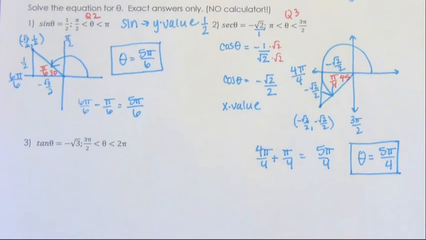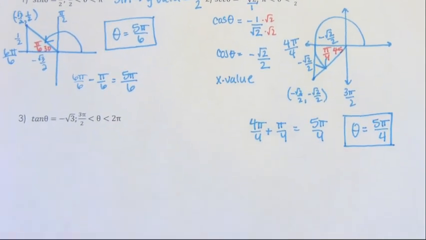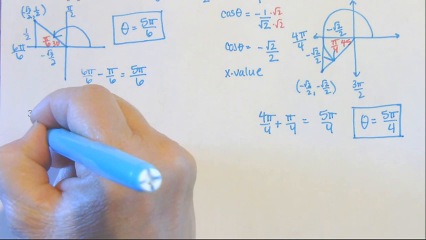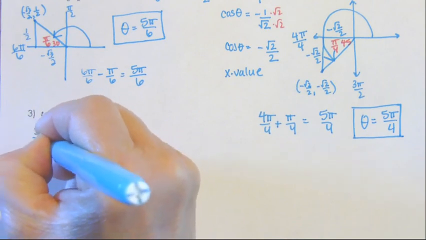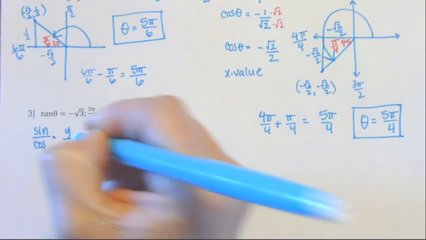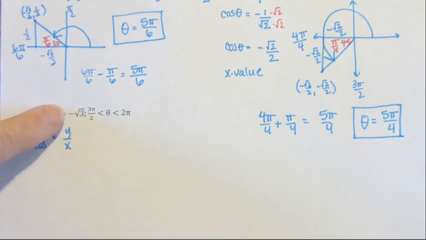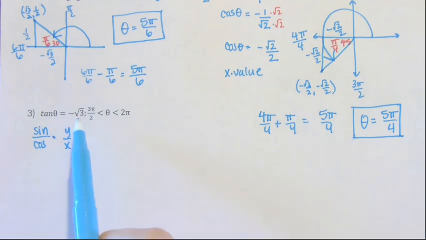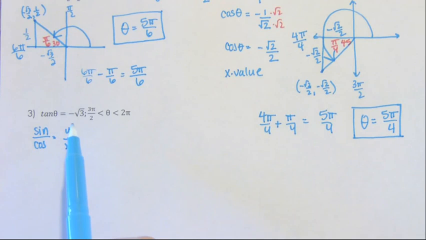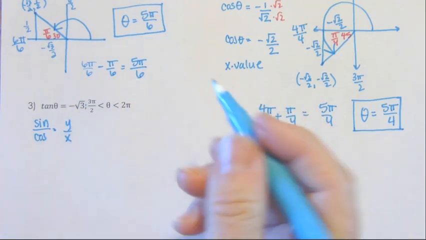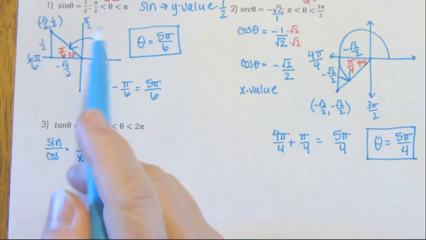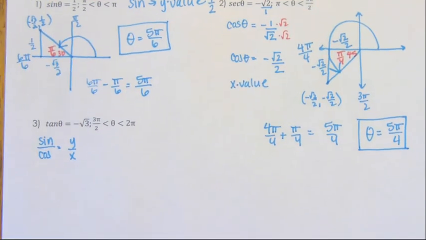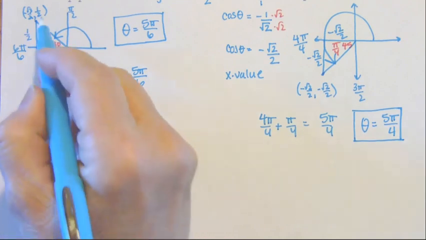All right, take a look at the next one here. Tangent. Tangent can be a little bit tricky because remember, tangent means sine over cosine or y over x. If tangent is negative radical 3, I'm going to need to get a pair of numbers that's going to simplify to give me negative radical 3. So I know that if I pair up my radical 3 over 2 with my 1/2, I just have to be careful which order, those 2's would cancel out.